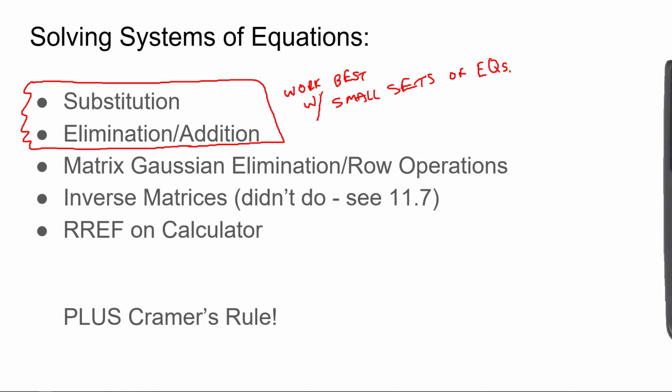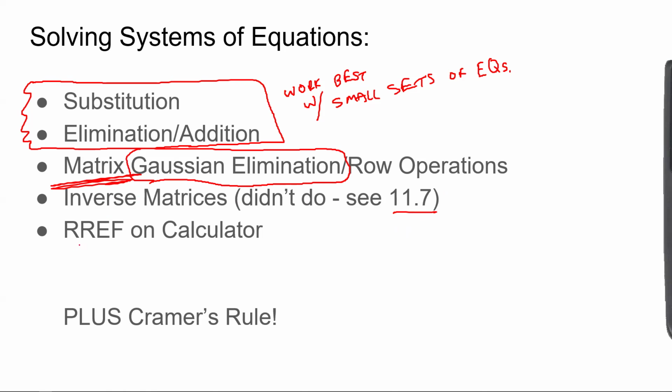And one of those that we have already seen is the matrix. Matrices are probably your best friend when it comes to big sets of problems. Now, Gaussian elimination is a way to do that by hand. We just did that. Row operations is kind of another name for that. Inverse matrices is another way. We did not do that, and we're not going to do that. It's in chapter 11.7 if you want to see it, but you're not responsible for it.